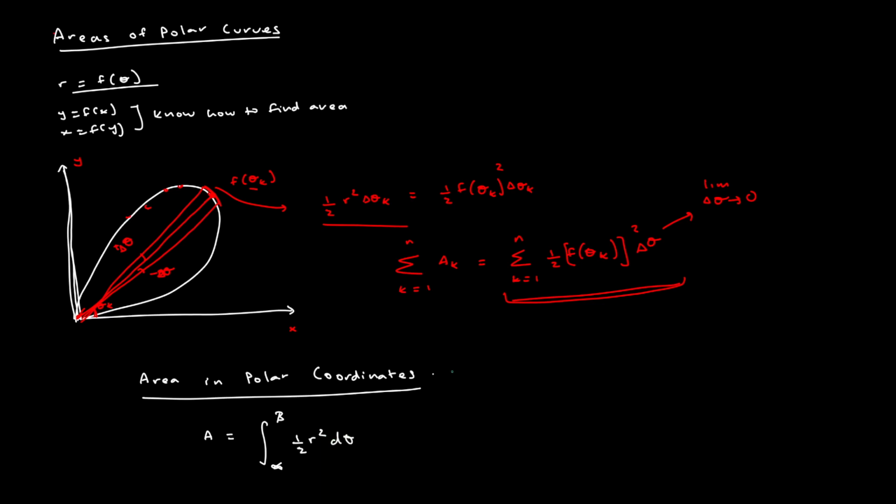And this is just coming from this fact of the Riemann sum slice that we analyzed, of how this area on the plane would simply be 1/2 times the function squared, and then the delta theta, which gets turned into d theta over here. So that's the formula to find out the area in polar coordinates, and let's apply that.